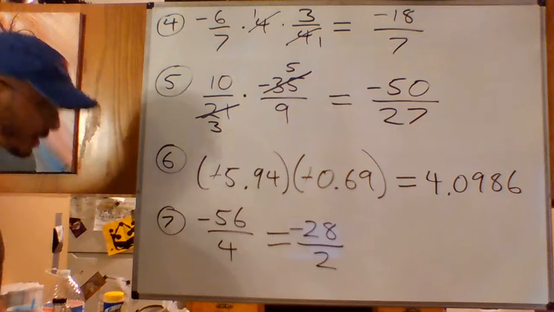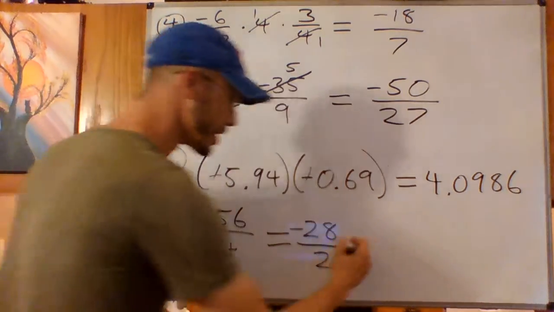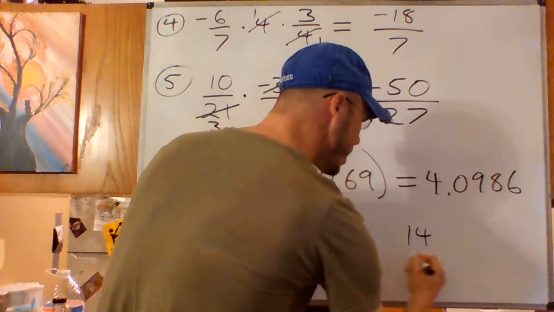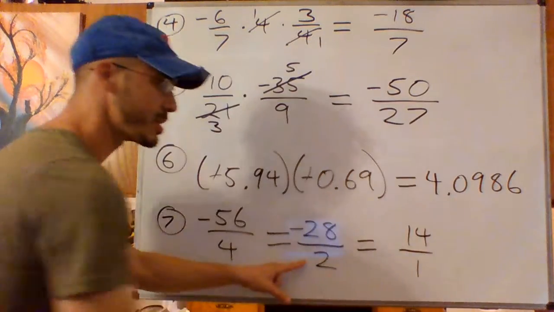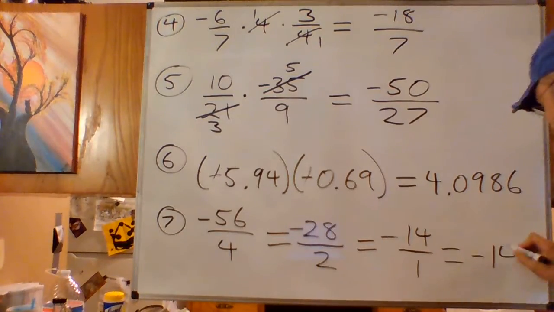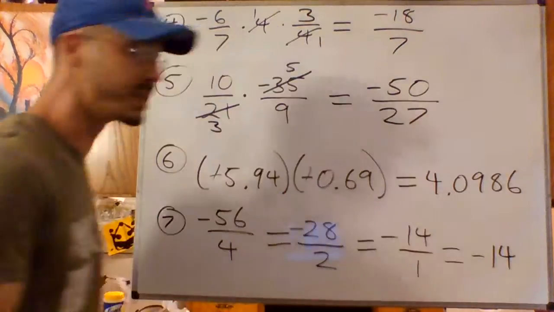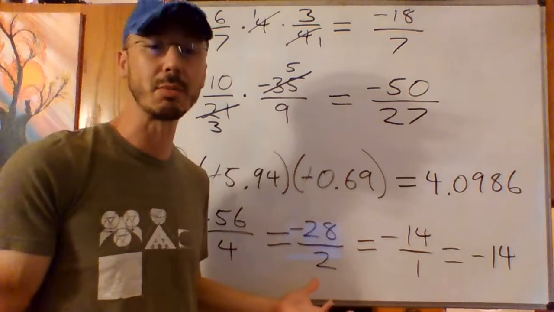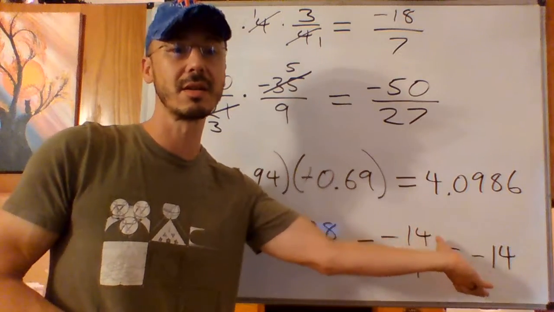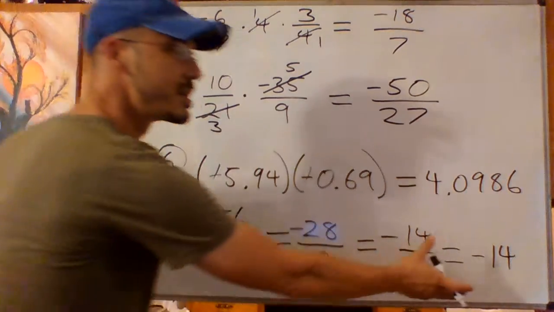That's the whole problem. Just to simplify that, there's another factor of 2. 28 is 14 times 2, and if I cancel that 2, I'm left with a 1. But to complete this, to simplify it really, is not to write it as a fraction anymore, because negative 14 over 1 is negative 14, and that's completely simplified.